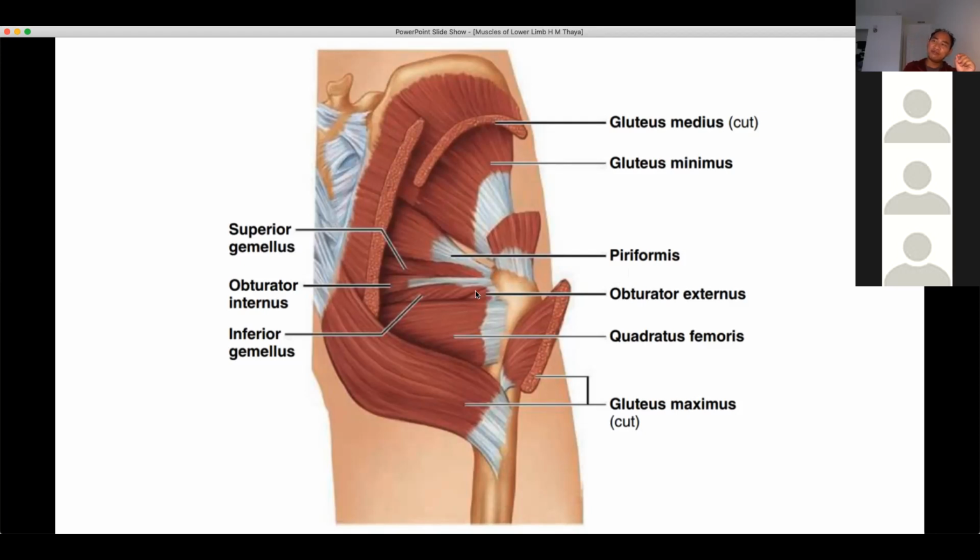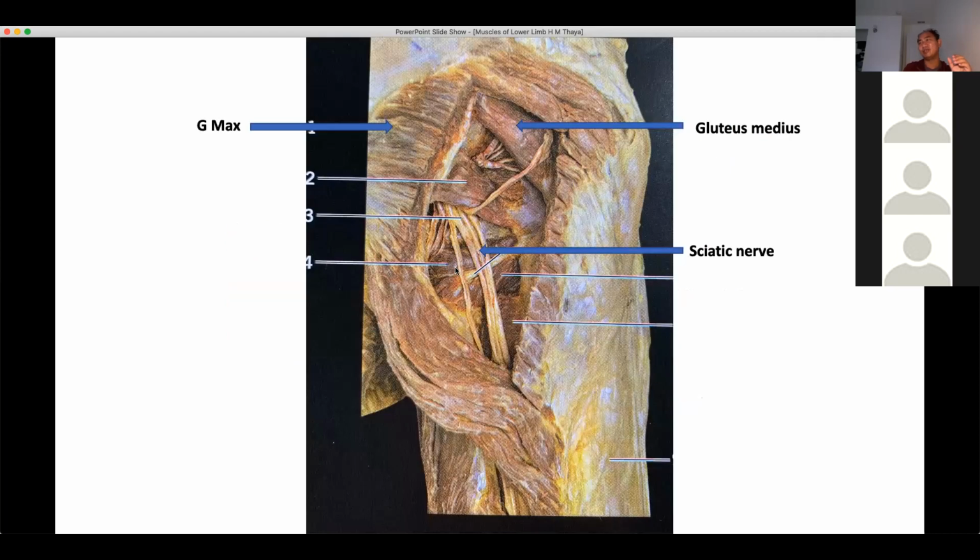In between piriformis and quadratus femoris, we have superior and inferior gemelli, and in the middle, obturator internus, because it is in the middle, internal. Superior and inferior gemelli, piriformis and quadratus femoris, gluteus minimus muscle. Why is this piriformis muscle important? Just underneath the piriformis, we have our sciatic nerve. So piriformis is the landmark for the sciatic nerve.